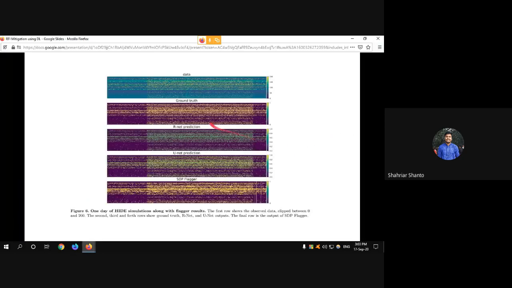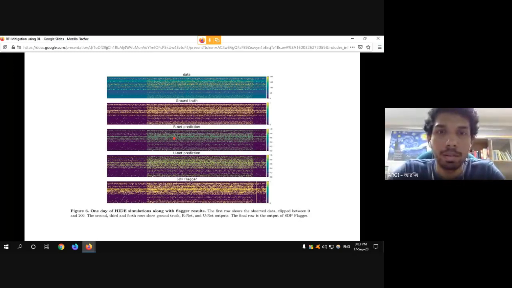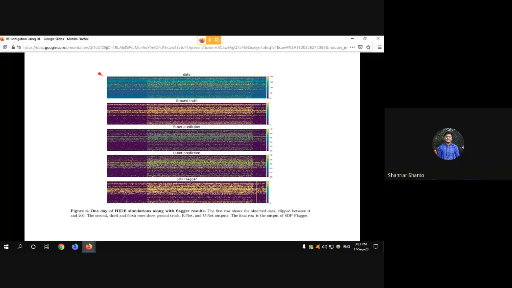Okay, so this is the actual data collected from telescopes, and this is the ground truth, which means the human-labeled RFI mask. Here you have the time-frequency data. The signals are represented in the time-by-frequency domain, with time on the x-axis and frequency on the y-axis.